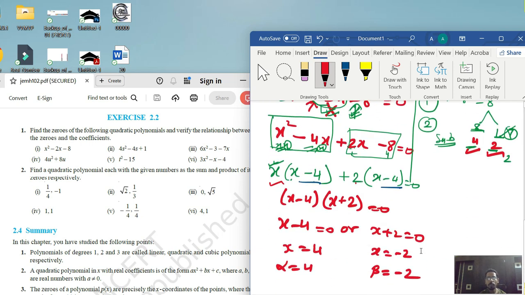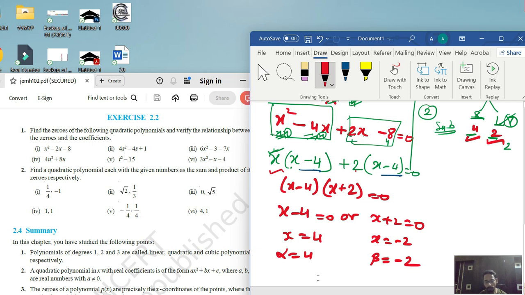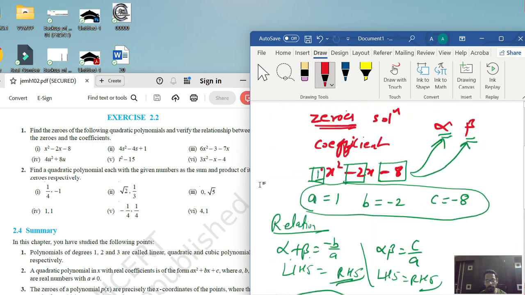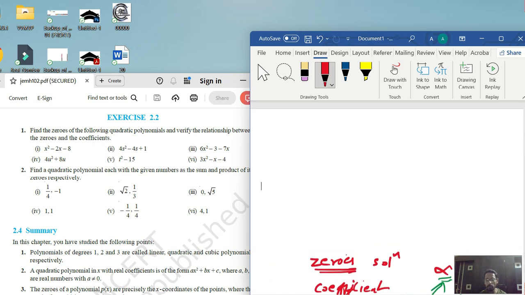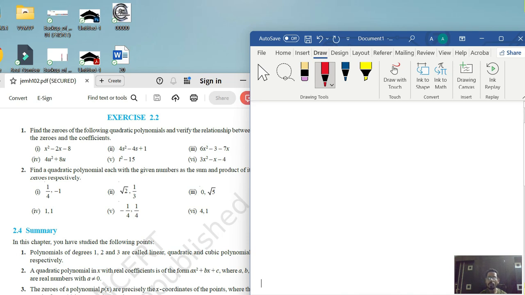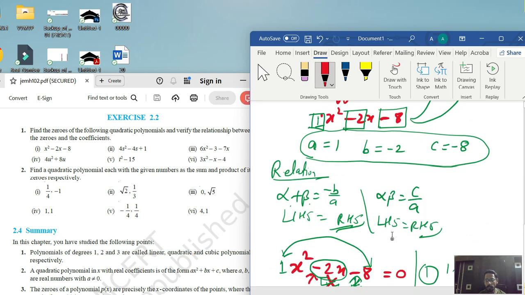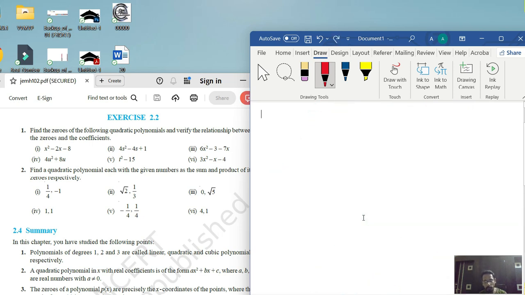Now we have to verify. Okay, very clear? What do we have to do? We have to verify. As you know, we got alpha is equal to minus 4, beta is equal to 2. Yeah, again we can check it. It is same or not. Yeah, minus 4. Okay, wait.